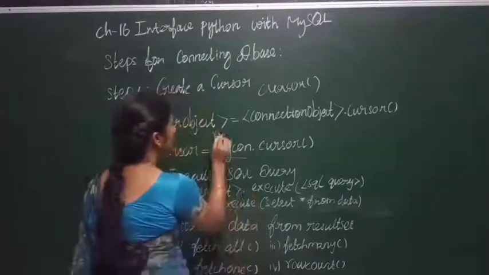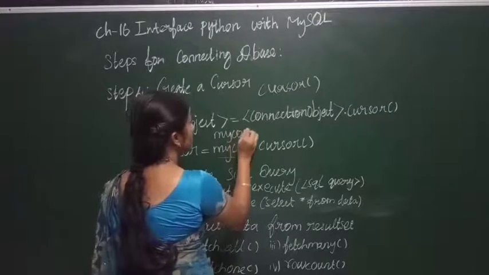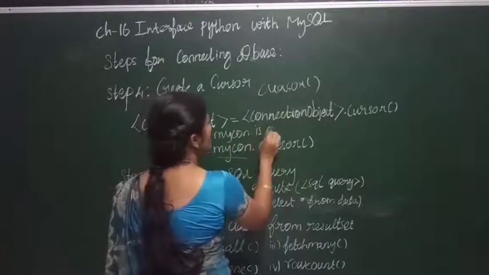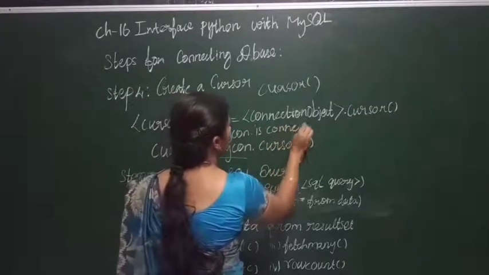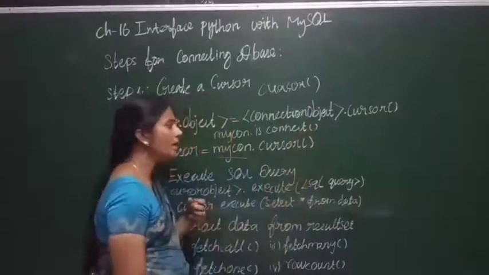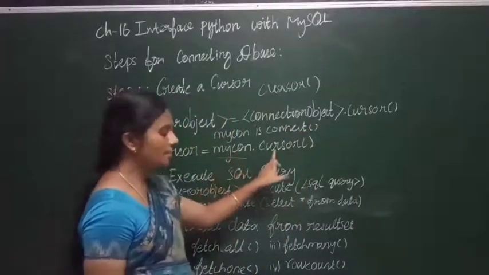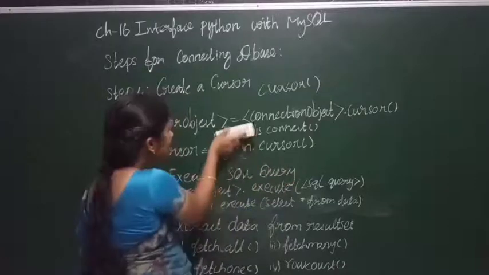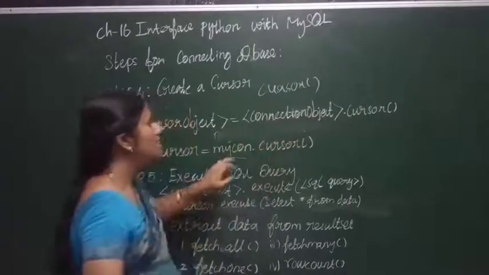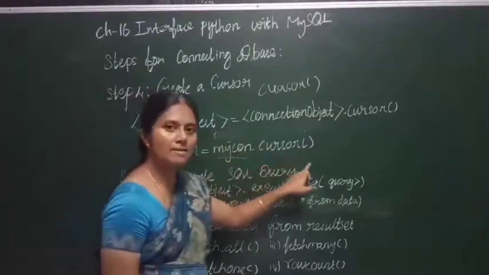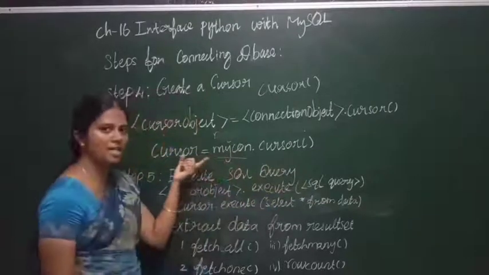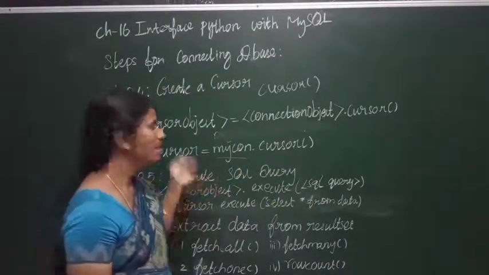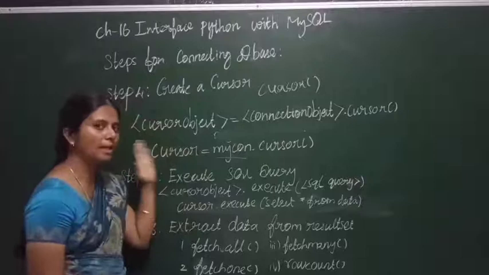So mycon dot is_connected. Okay, see here mycon dot cursor. mycon is the connection object, dot cursor. Now we are establishing a connection to the database. This is the fourth step. Are you clear about this?